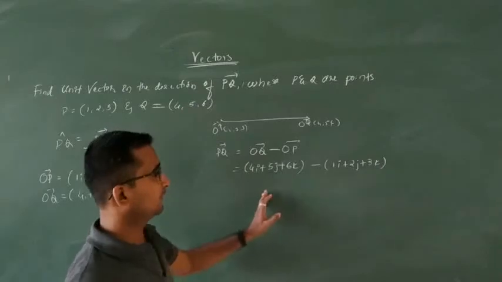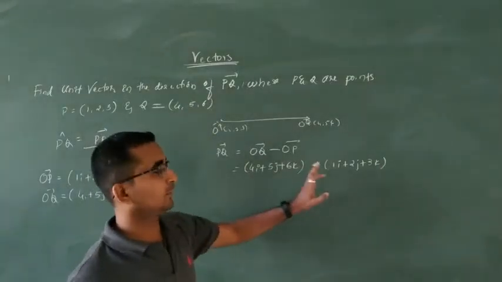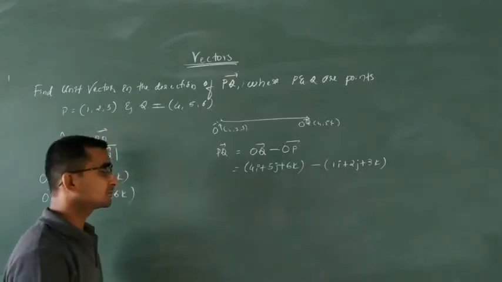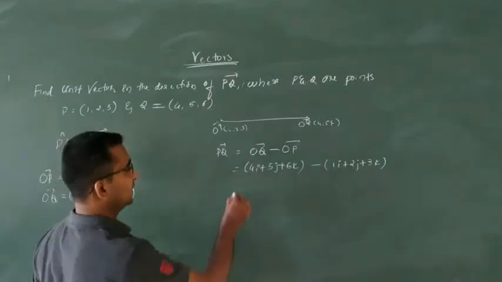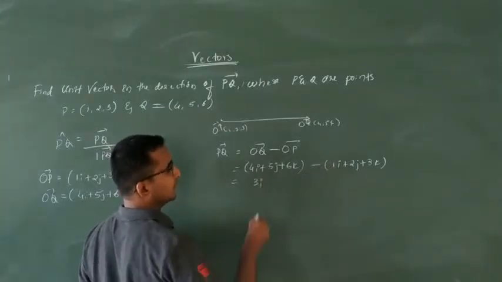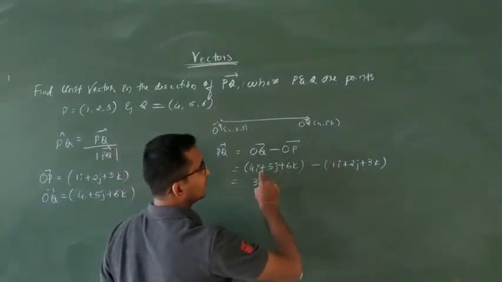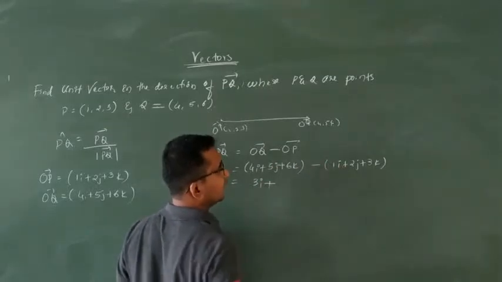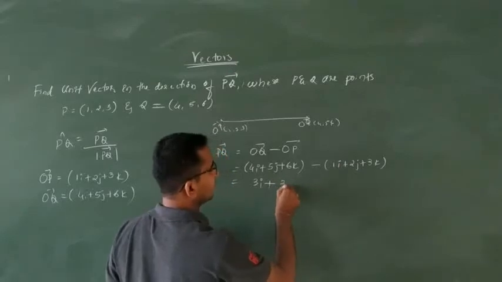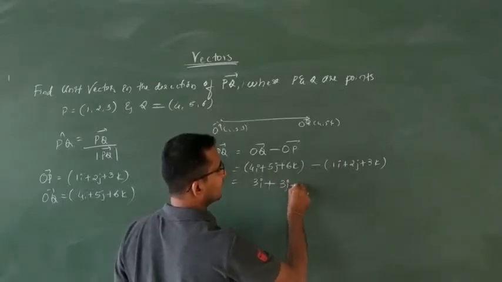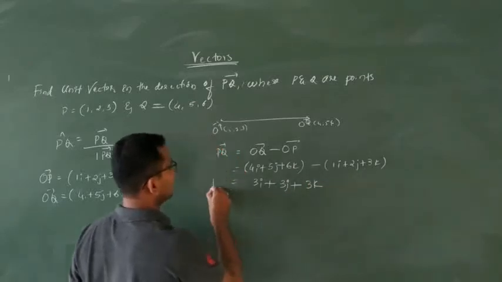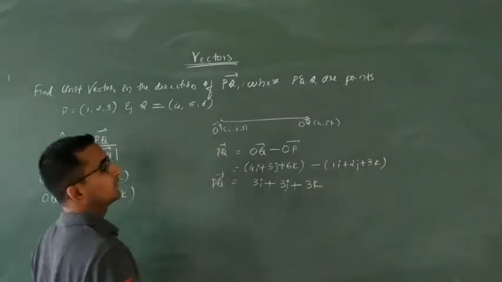In the subtraction, I take the direction of x with x, y with y, and z with z. That is 4i - i, that is 3i. Next, 5j - 2j, that is 3j. Again, 6k - 3k, that is 3k. So this is your vector PQ.